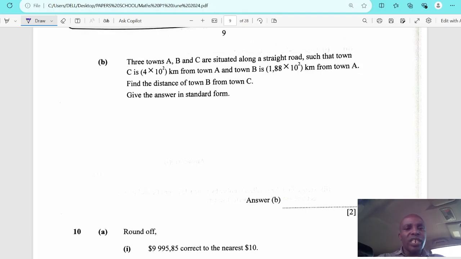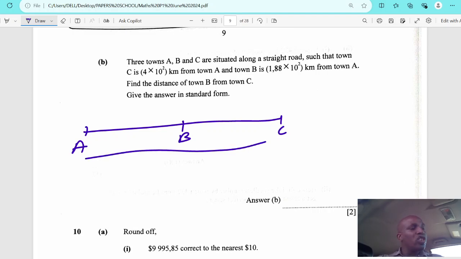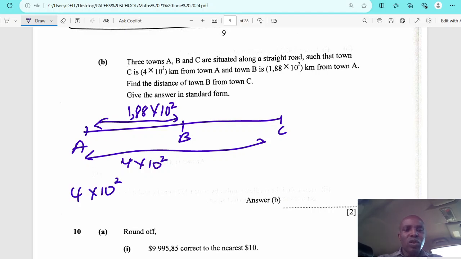Right, so what you do is, let's draw our line first. All these towns are measured from town A. From A to C is 4 times 10 to the power 2. Then from A to B is 1.88 times 10 to the power 2. Then they want the distance BC. Your answer is in standard form. So just subtract AC minus AB. So AC is 4 times 10 to the power 2 minus AB, 1.88 times 10 to the power 2.